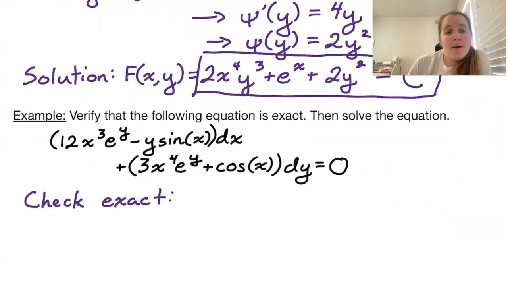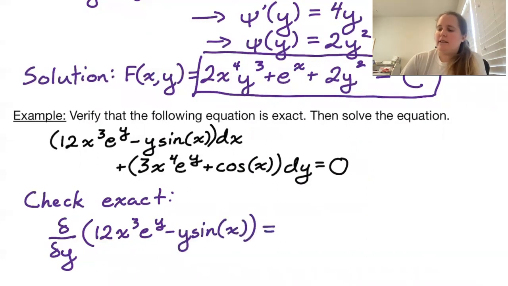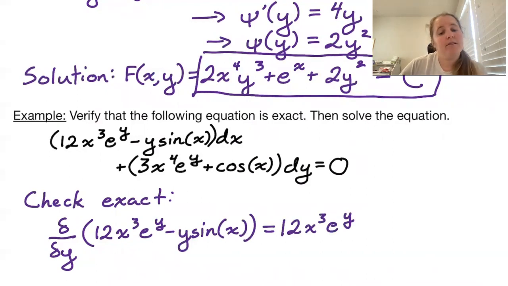So we're going to take our M, 12x cubed e to the y minus y sine of x, and take that partial with respect to y. Taking that partial with respect to y, 12x cubed comes along for the ride, and then we just get e to the y. And then minus y times sine of x. Sine of x is acting like a constant, so this just becomes minus sine of x.